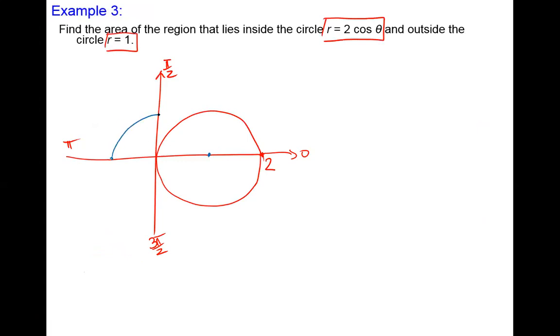That means, no, it should be smaller. Oh no, the diameter is 2 for both of them. That means size-wise, they are the same. Oh, my circle.